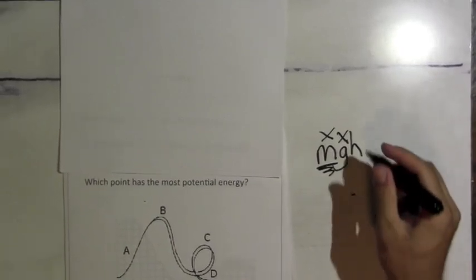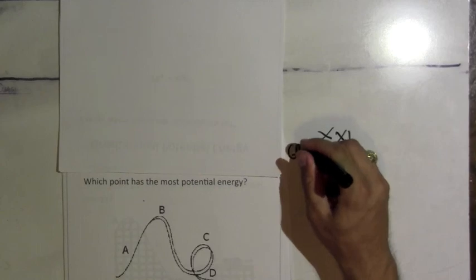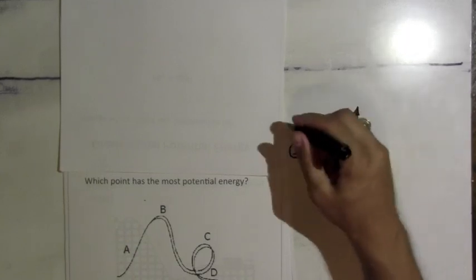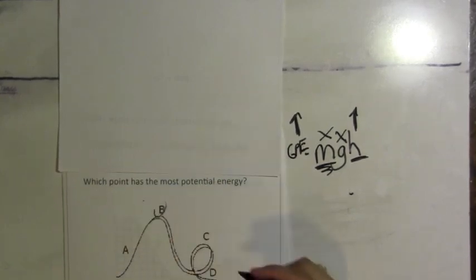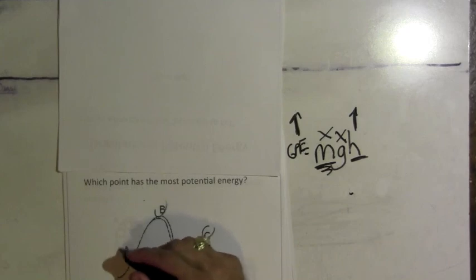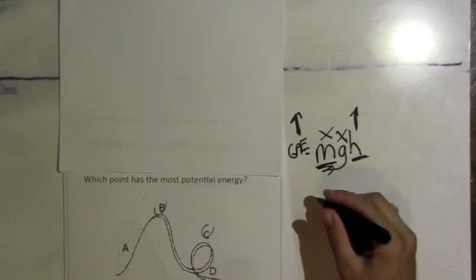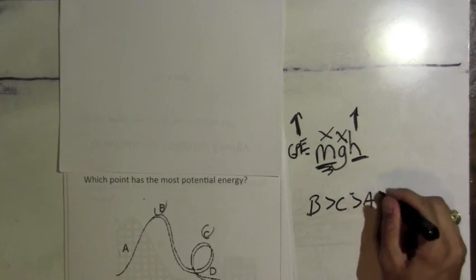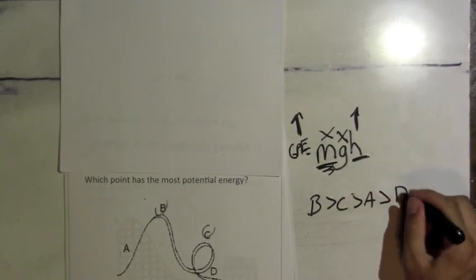So really the only factor that's going to be determining how much potential energy an object has is the height. So you want to have a high height for a high potential energy. The point that's going to have the most potential energy is going to be the one that's physically the highest, and in this case it would be B, followed by C, followed by A, and then followed by D. So we could rank those and say B is greater than C, which is greater than A, which is greater than D.